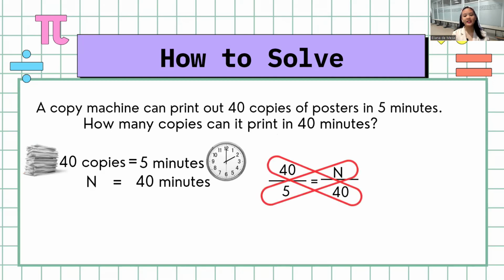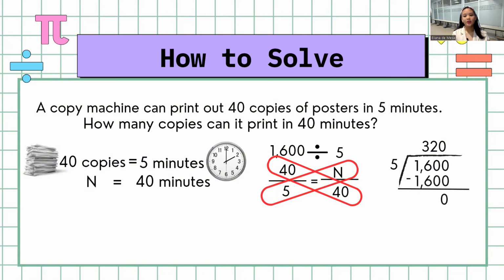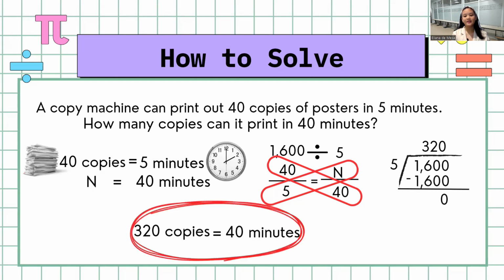What is 40 times 40? Correct! 40 times 40 is 1,600. As we are looking for the number of copies it can print in 40 minutes, we can just copy 5. The next step is to divide. What is 1,600 divided by 5? That's right. The answer is 320. So 320 copies can be printed in 40 minutes.